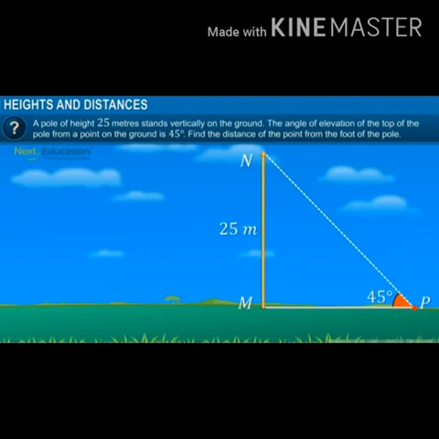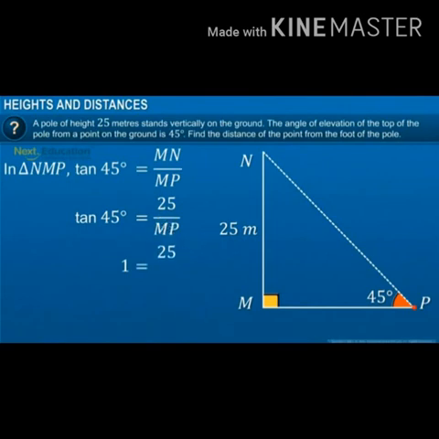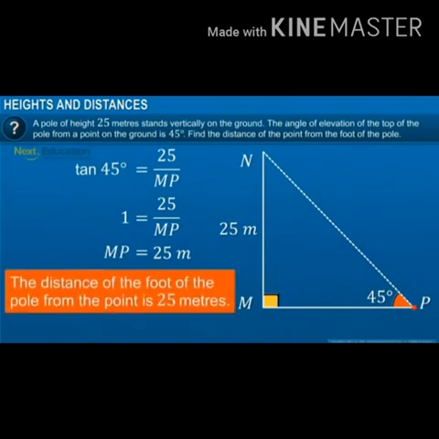Here, triangle NMP is a right-angled triangle. In the triangle, tan 45 degrees is equal to MN divided by MP. Let's substitute the value of MN. MN is equal to 25 meters. The value of tan 45 degrees is equal to 1. Rearranging, we get the value of MP, that is, the distance of the foot of the pole from the point, is equal to 25 meters. Let's look at another example.